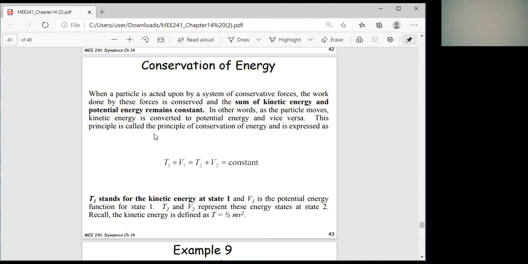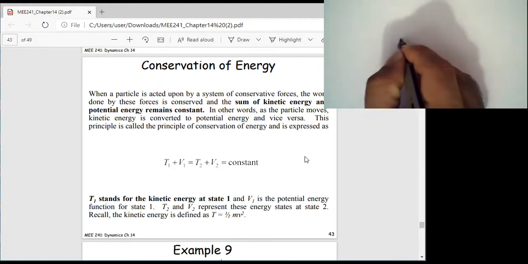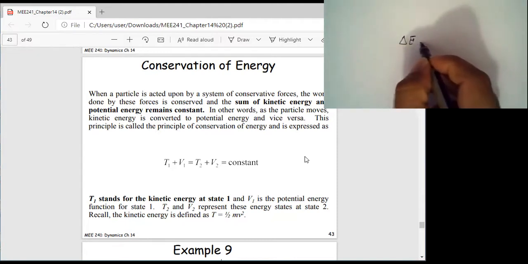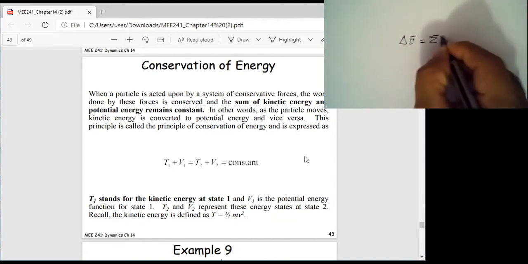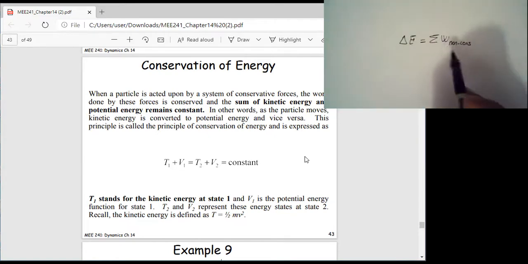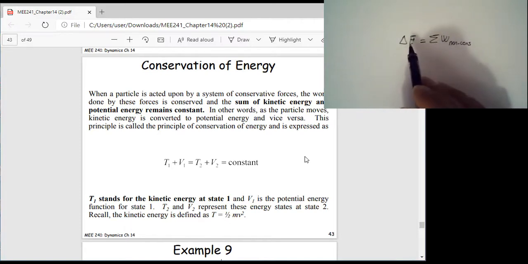So the total difference in the total energy of the system, I'm going to write it here. So my delta E, the change in the energy of the system, is equal to the summation of the work of all non-conservative forces. So you basically add all non-conservative forces. The conservative forces, which are springs and gravity, will actually be in the energy terms.